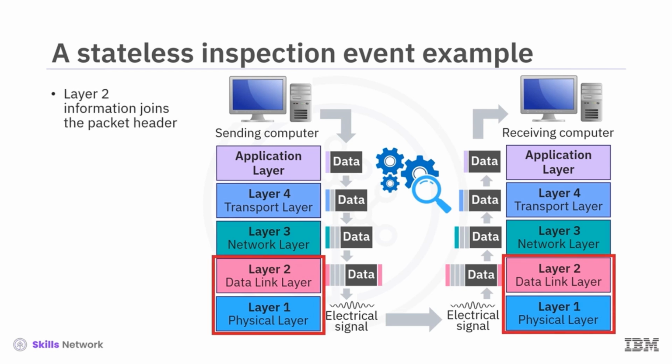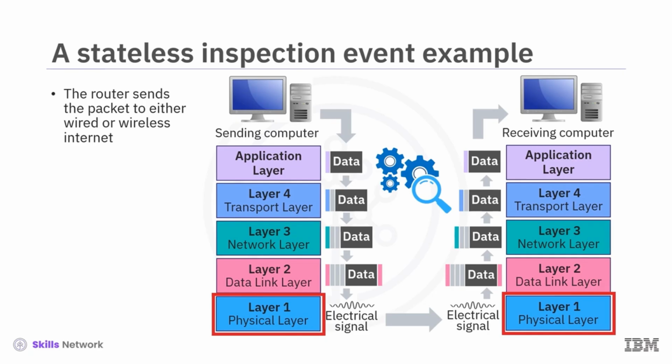Then, the Layer 2 information joins the packet header. This is information about the local network segment added by the network, such as the physical or MAC address of the source and destination computers and the MAC address of the gateway. The encapsulated packet is sent to the physical layer, either wired or wireless Ethernet.